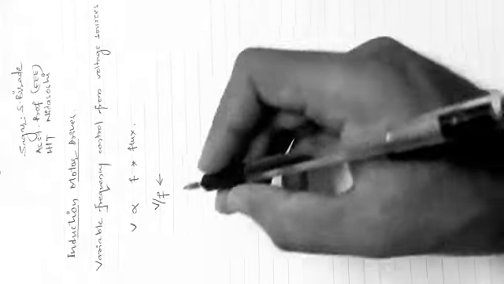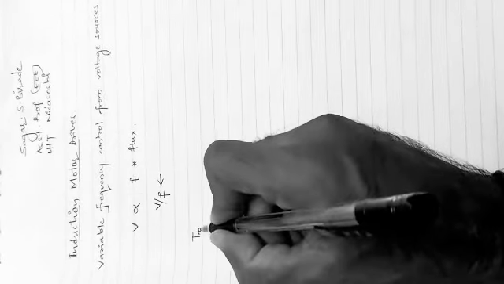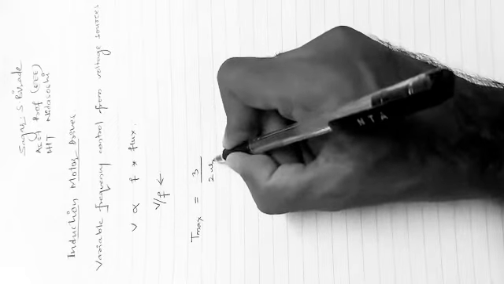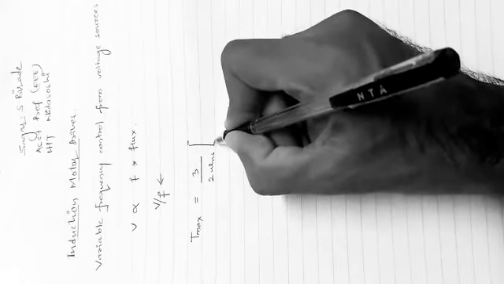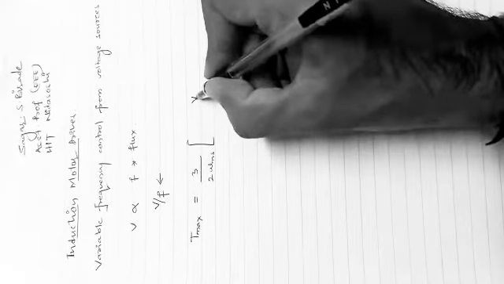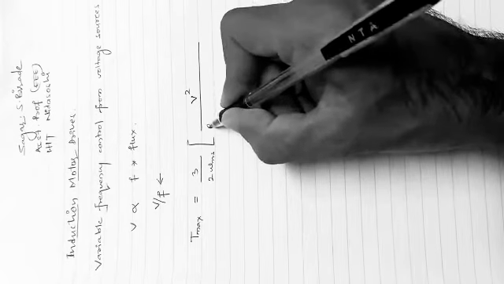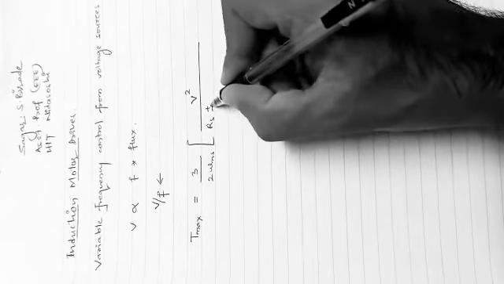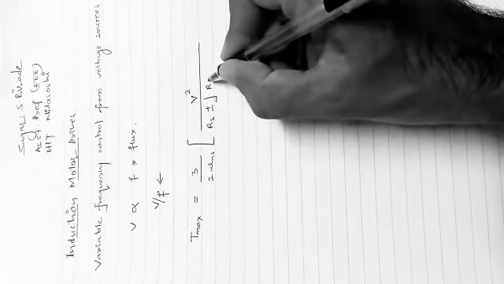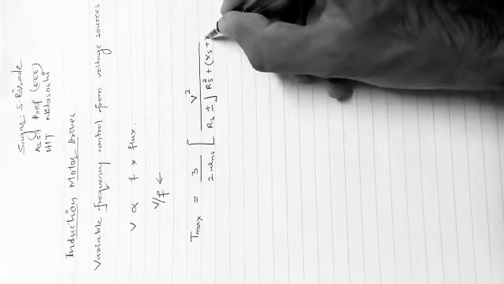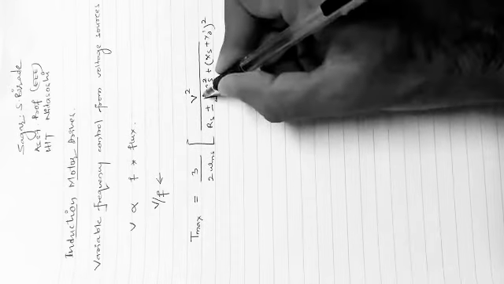Previously, we noted the equation for Tmax. I hope you remember. Tmax was equated to 3 divided by 2 omega ms, multiplied by V square, whole divided by Rs plus or minus the square root of Rs square plus Xs plus Xr dash whole square.